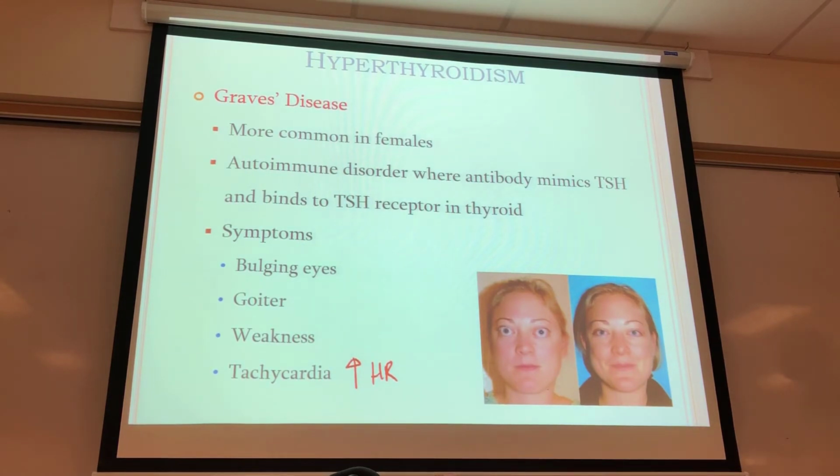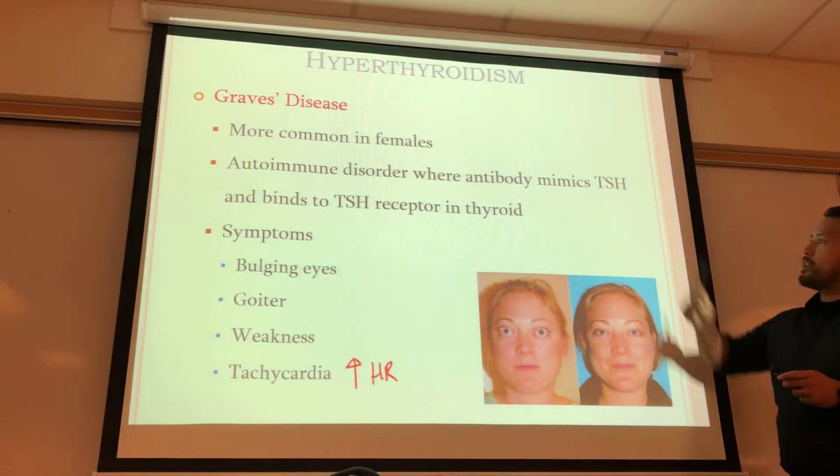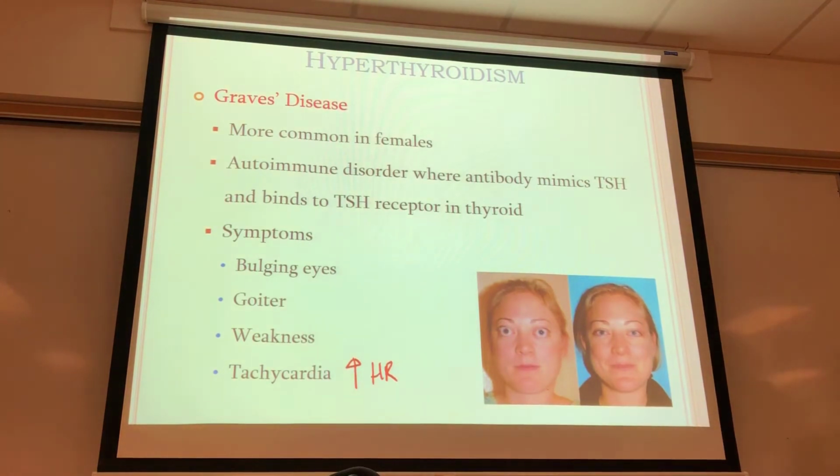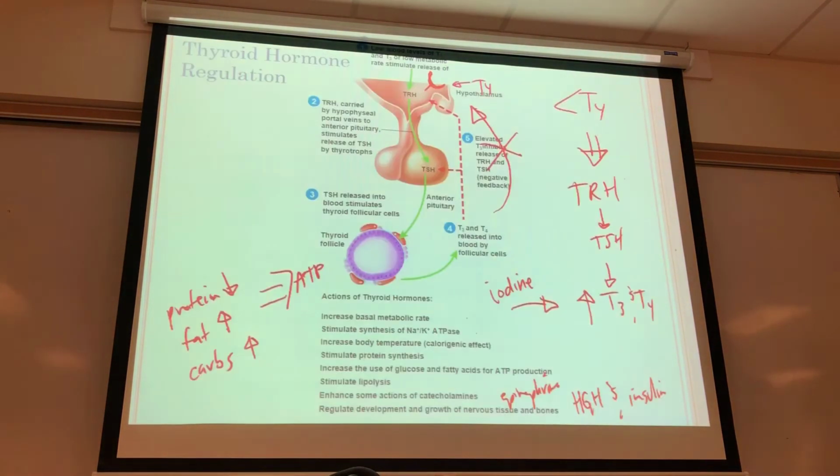What causes Graves' disease? It's an autoimmune disorder where our own antibodies come in and mimic thyroid stimulating hormone. So T3 and T4 make their way back in. They can produce T3 and T4 just fine. That comes in and can turn off TRH, turn off TSH, right? And that will limit the production of T3 and T4.